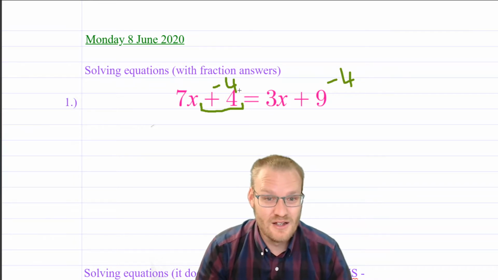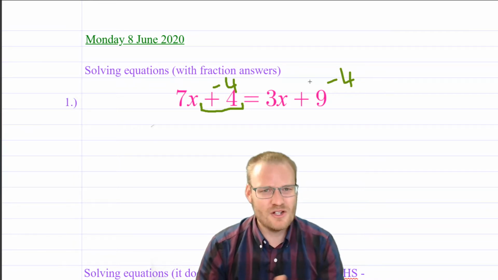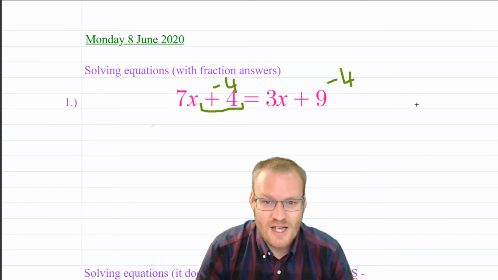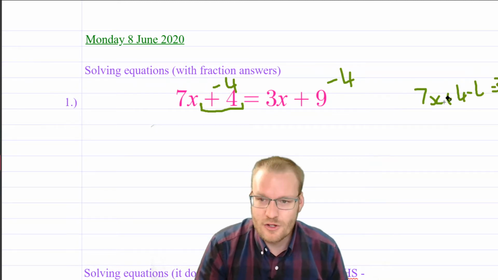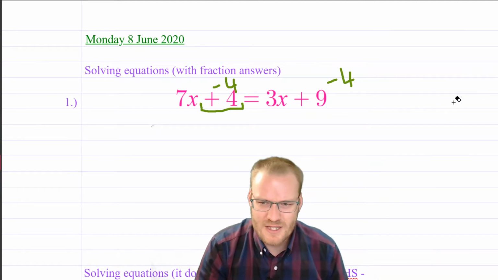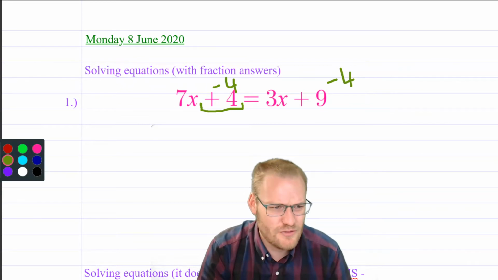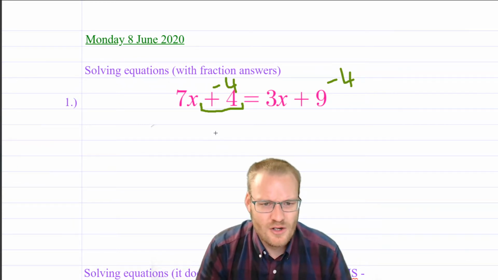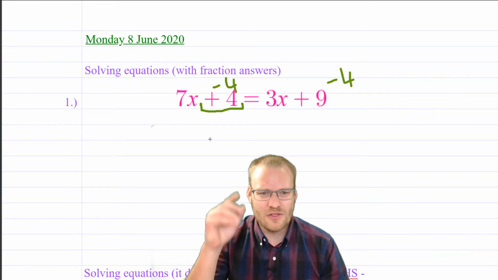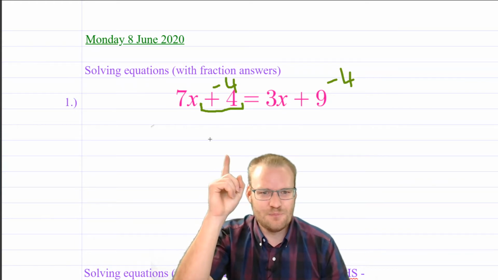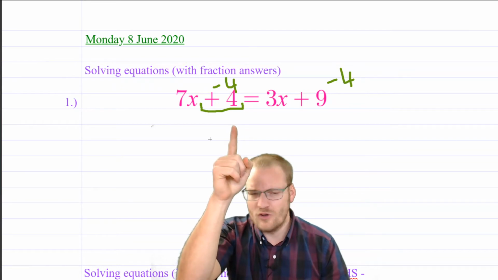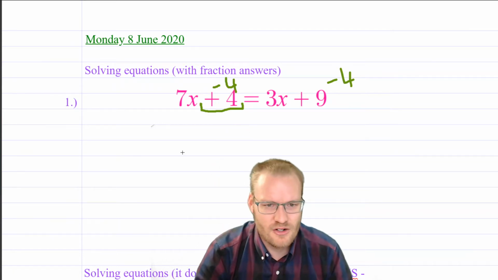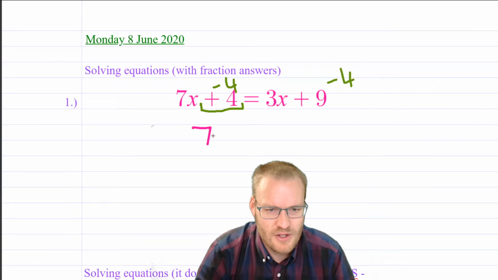Now I'm using a shorthand way of writing this, just writing it above. If you'd rather write 7x plus 4 minus 4 equals and write it out that way, beautiful, but I'm just saving a bit of space and our concept's still there nicely. So we've got 7x plus 4. What are we left with on the left-hand side now? Well, we're left with just that 7x because the plus 4 minus 4 just gives us 0. So in other words, we're just left with 7x.